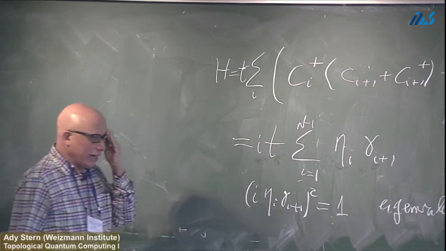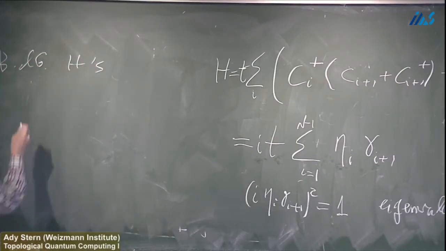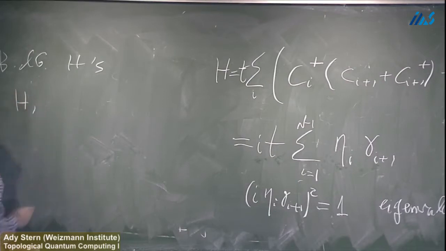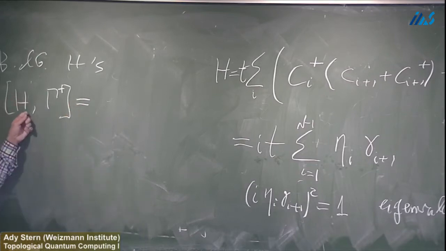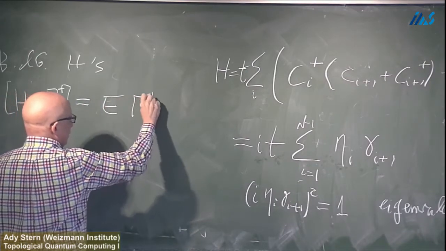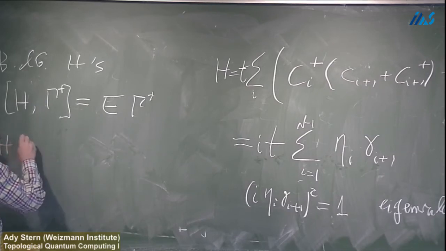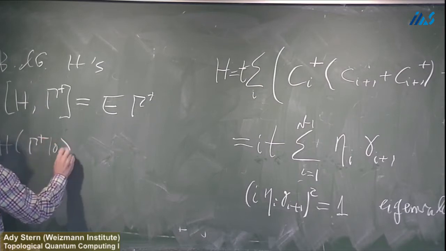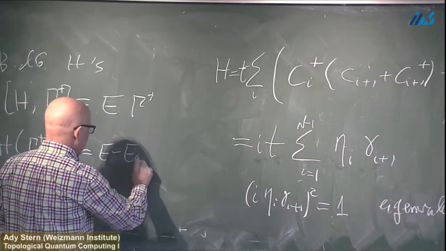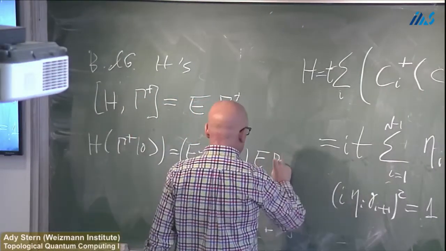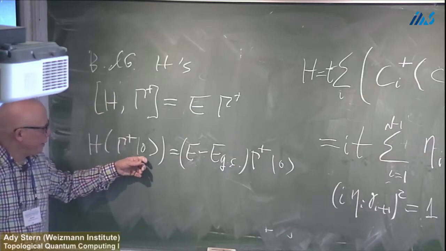More generally, if we want to diagonalize a Bogoliubov-de Gennes Hamiltonian, that means it's a quadratic Hamiltonian. So what we need to do is find an operator gamma dagger whose commutation relation with the Hamiltonian will be E times gamma dagger. Why? Because then if we apply both on the ground state, we will get another state. We will find that the Hamiltonian operating on gamma dagger times the ground state will give the energy minus the ground state energy, times E, times gamma dagger times the ground state. So this will be a way, and I hope I got the signs right.